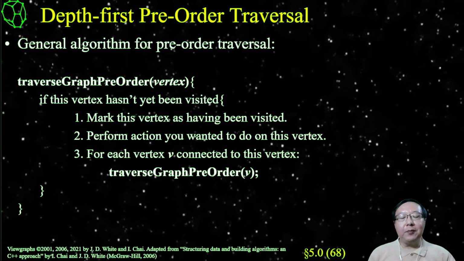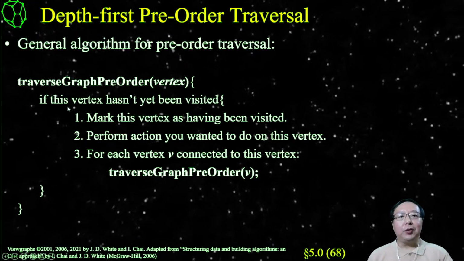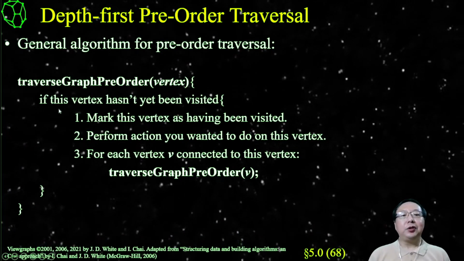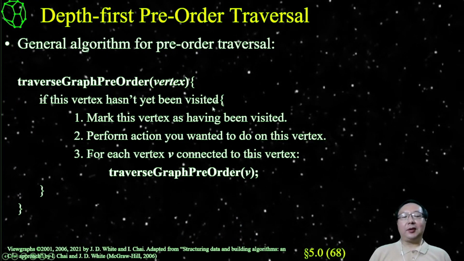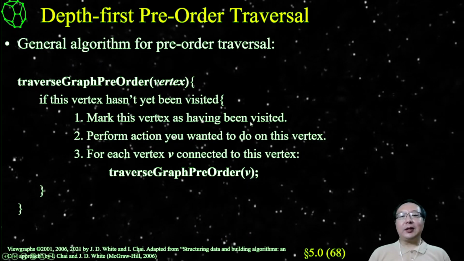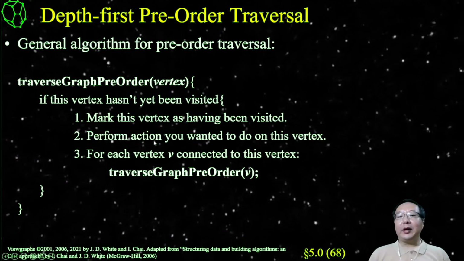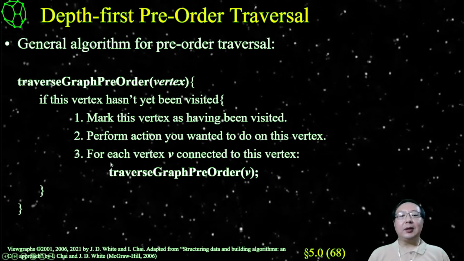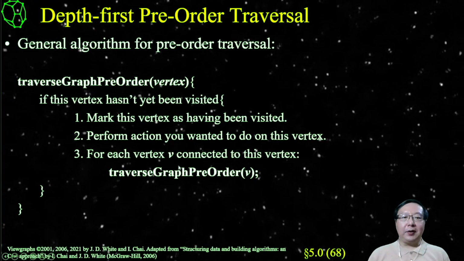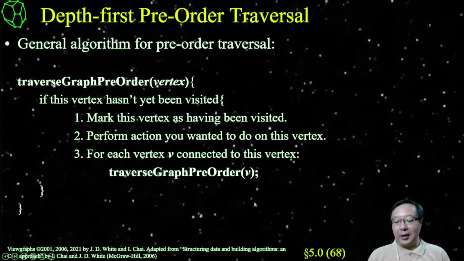The general algorithm for pre-order traversal is: starting from a particular vertex, you check, has this vertex already been visited or not? If it hasn't, then we mark this vertex as having been visited and we do whatever processing you want to do on this vertex, and then for each vertex connected to this vertex, you recursively call the traverse graph pre-order again.